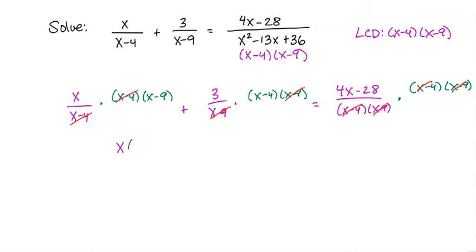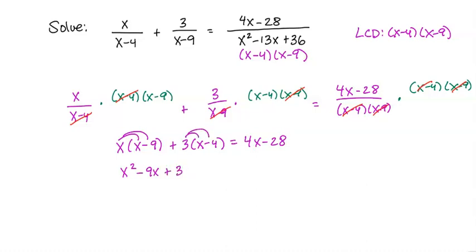So we're left with x times x minus 9 plus 3 times x minus 4 is equal to 4x minus 28. So we still have an equation that we need to solve, but this equation no longer has any fractions. So we'll start with distributing x times x. We have x squared minus 9x. Distributing our 3, plus 3x minus 12 equals 4x minus 28. So we have a quadratic equation.